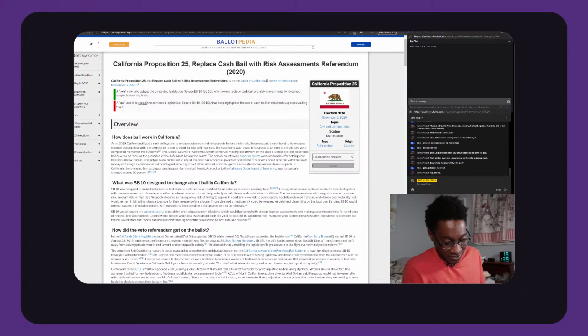Let's do the DA race, because that's really interesting. In Los Angeles County, there are two people running for district attorney. The incumbent is Jackie Lacey, who is, I think, one of the first Black district attorneys in Los Angeles. Definitely a trailblazer in that sense.